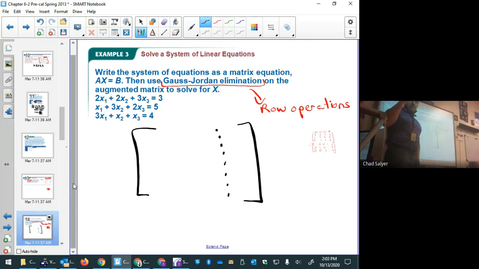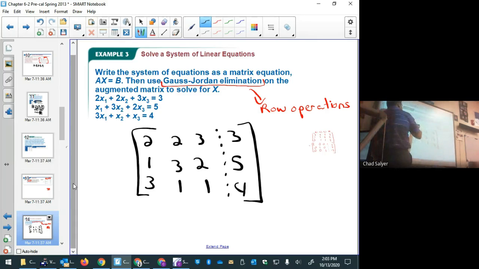But tell me what these elements should be, Ashton, on the first row here. 2, 2, 3, 3. Excellent. What about the second row, Logan? Yeah, you guys got this. I won't patronize you.